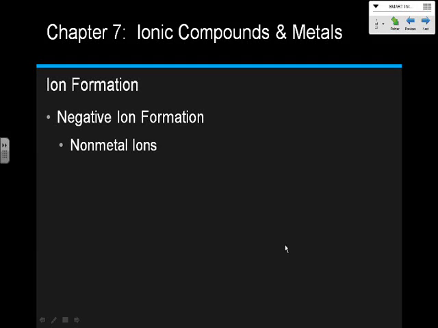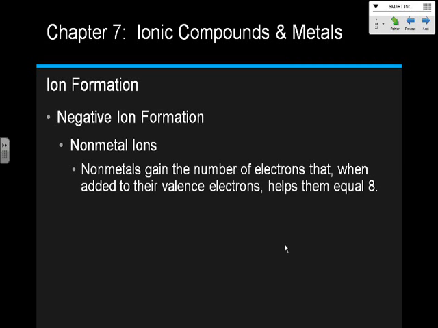All right, so we've been talking about negative ion formation. Negative ions are formed by nonmetals. Nonmetals always want to gain the number of electrons that, when added to the valence electrons they already have, equals 8. So if they have 7 valence electrons, they want 1. If they have 6 valence electrons, they want 2.